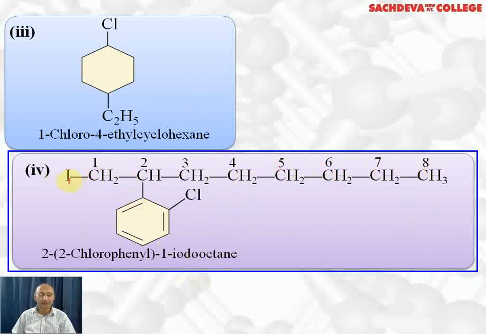Iodo is at first carbon, so attach iodo at first carbon. To the second carbon you have to add 2-chlorophenyl. This is phenyl, this is 2-chlorophenyl, which we have attached to the second carbon. So this is the correct structural formula.